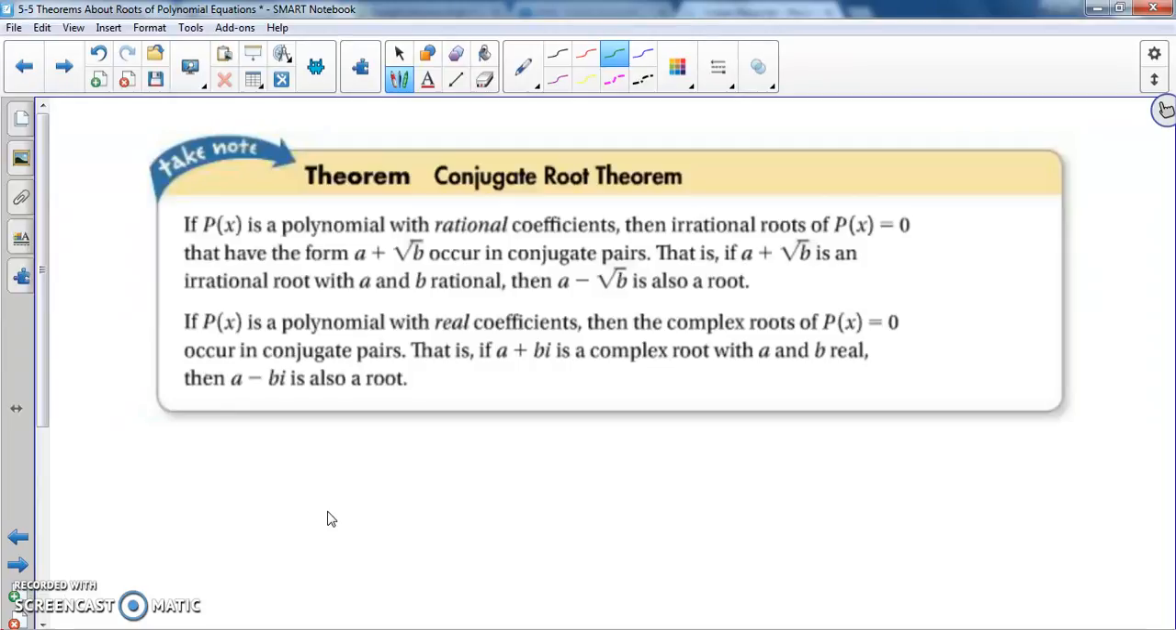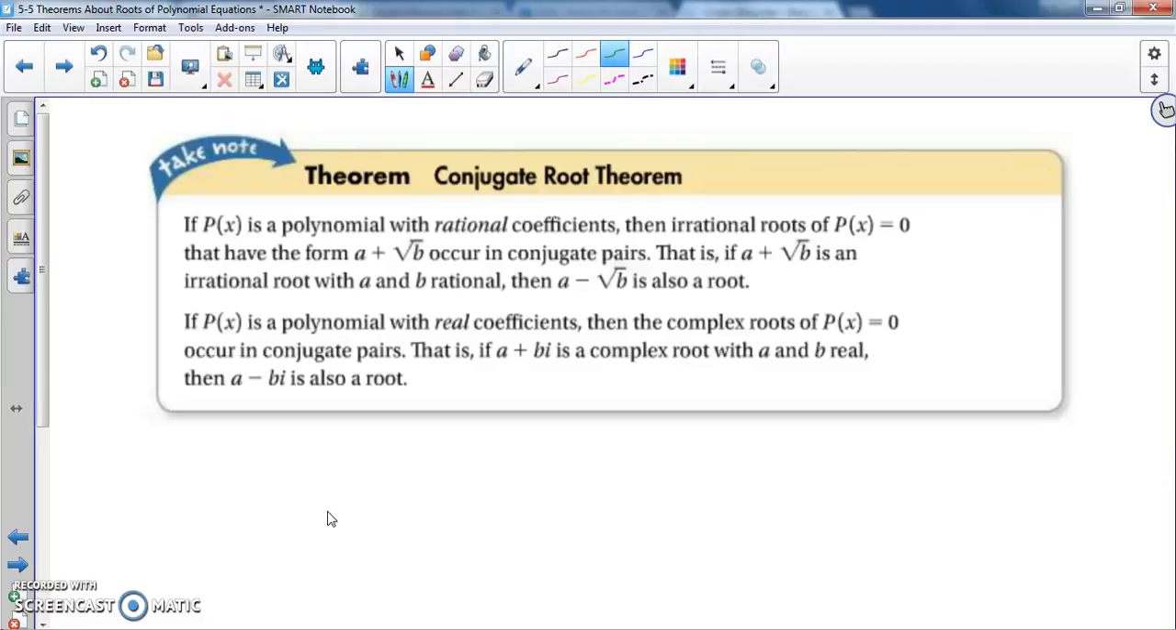So the conjugate root theorem says if p of x is a polynomial with rational coefficients, then irrational roots of p of x equals 0 that have the form a plus the square root of b occur in conjugate pairs. That is, if a plus the square root of b is an irrational root with a and b rational, then a minus the square root of b is also a root.